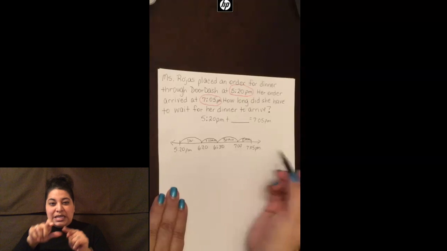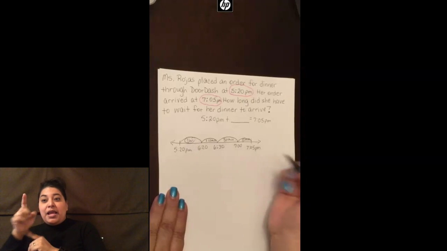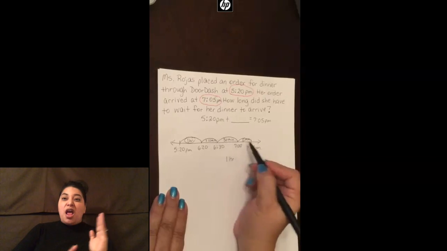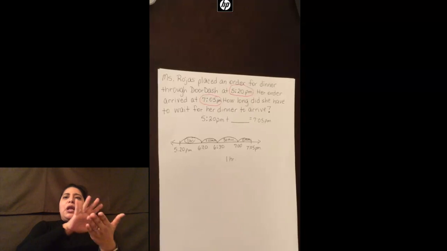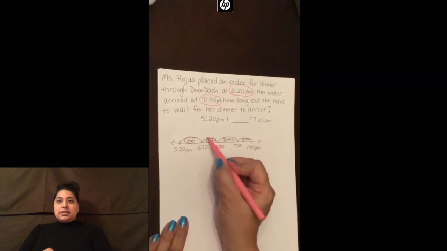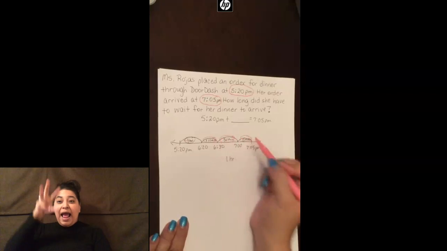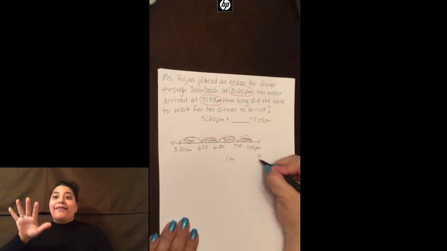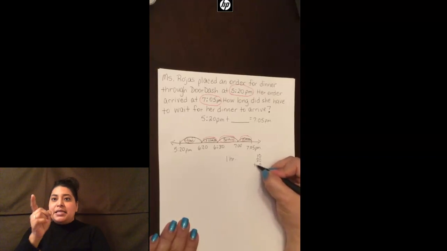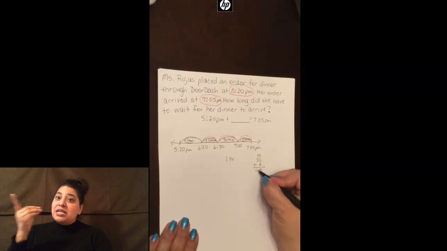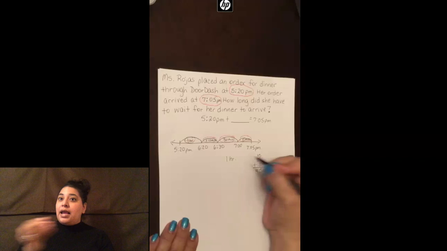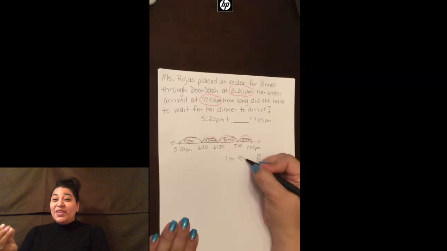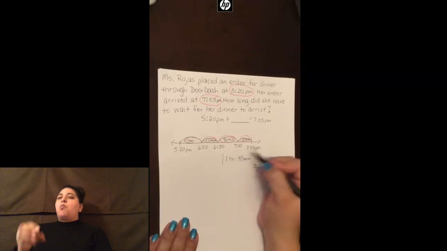So if I look back at my number line, I can see that I've got my 1 hour, and then I have my 10 minutes, my 30 minutes, and my 5 minutes. So I've got my 1 hour taken care of. I'm going to take my minutes here, and I'm going to add them up, 10 and 30 and 5. And that's going to give me 45 minutes. So the amount of time that she had to wait for dinner to arrive is going to be 1 hour and 45 minutes.